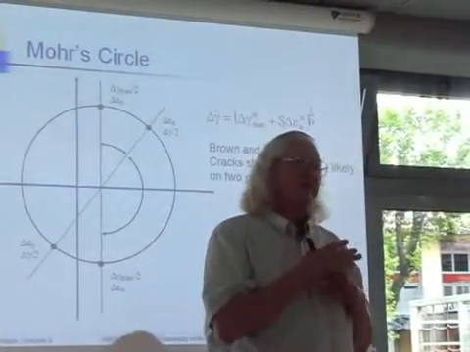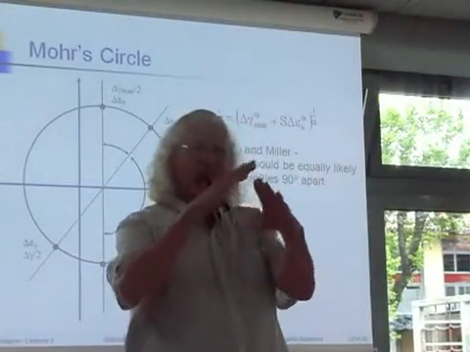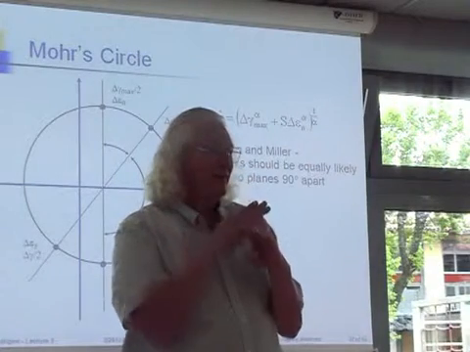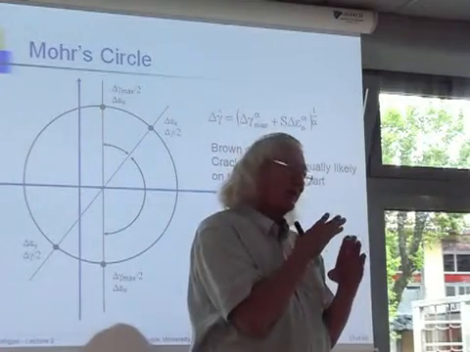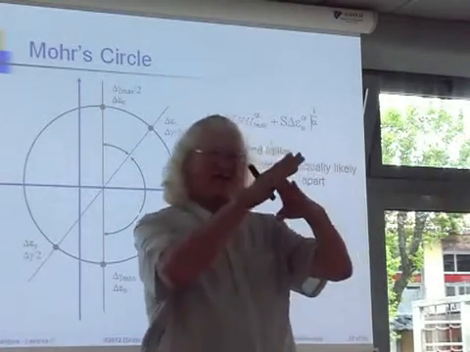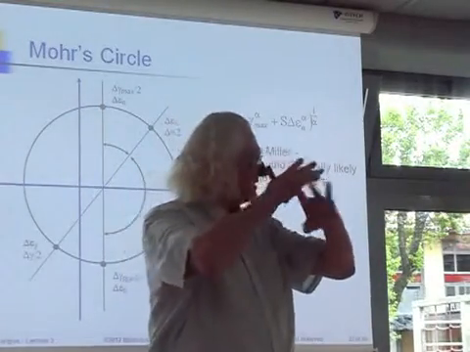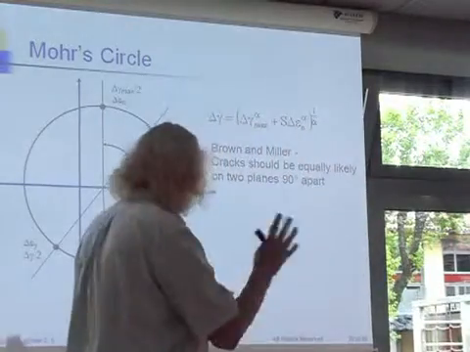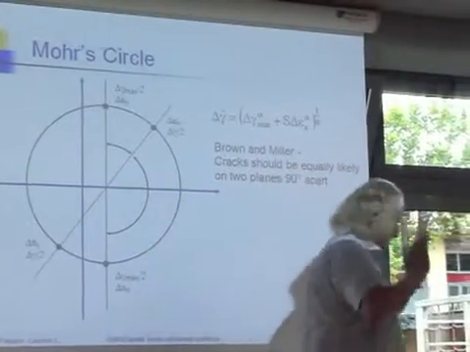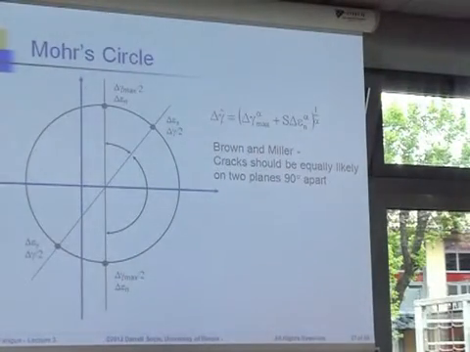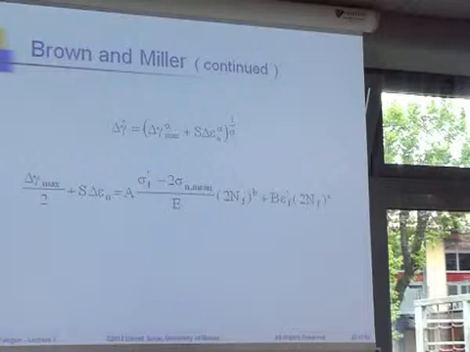How many times have you seen cracks on two sets of 90-degree planes on something that's broken? But that's fundamentally what their model said. There should always be cracks on two planes 90 degrees apart because both of them are identical. So that's an inconvenient fact that they gloss over a little bit.